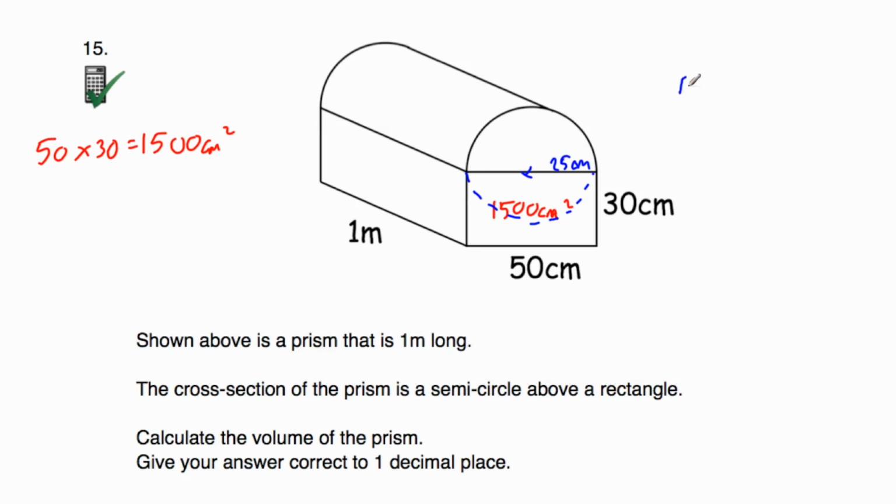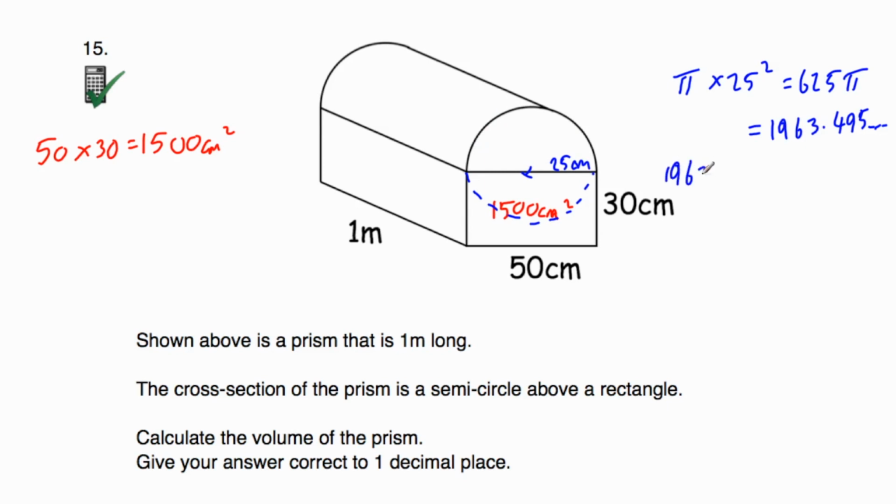So let's do that. Let's do pi times 25 squared, and this is a calculator question. Pi times 25 squared is equal to 625 pi, or alternatively we could write it as 1963.495 and so on. So that's the area of the whole circle. Now we just want to find the area of the semicircle, so let's half this.